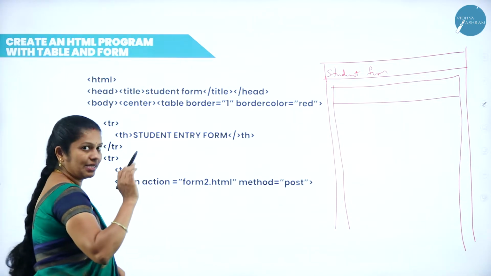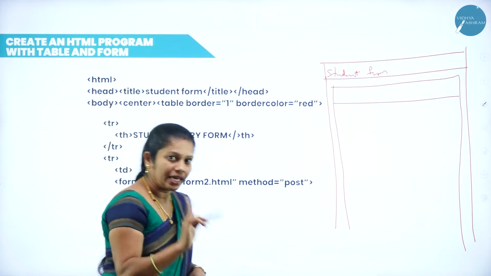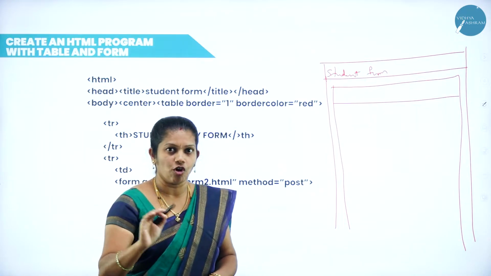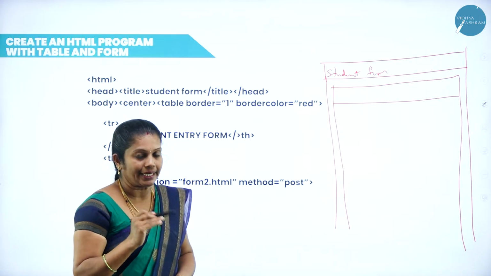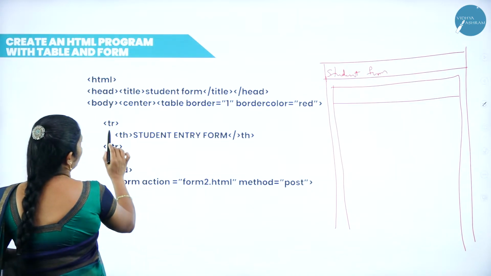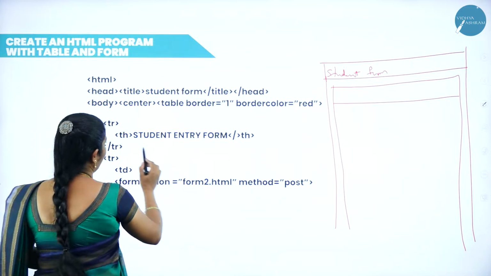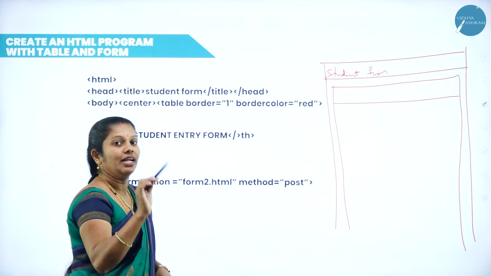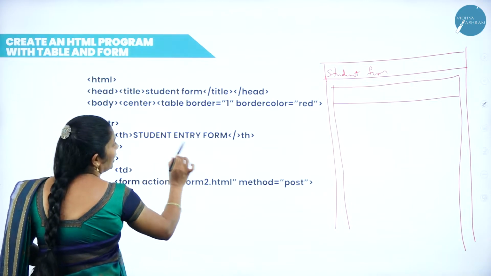The TR represents table row. Each row starts with TR. TH stands for table heading. When you want to display the data in highlighted format, in heading format, then we use the TH tag. Whereas the TD tag helps to display the data in normal style. When you write TR, a new row will start. In the first row, we use the TH tag. TH stands for table heading. In heading format, it has to be displayed. That is student entry form.